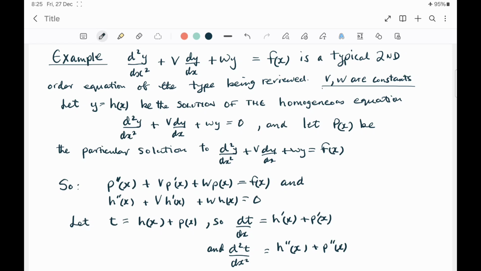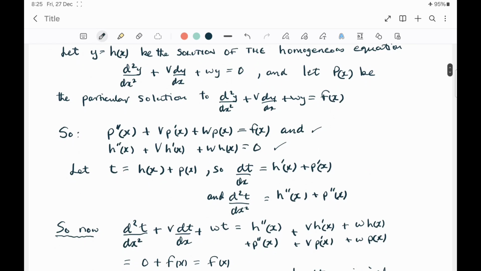And for the homogeneous equation, the second differential of h plus v times the first differential of h plus w times h itself will equal 0. All right, that's what we have supposed. Now, let t = h(x) + p(x), so that dt/dx is dh/dx plus dp/dx, and d2t/dx² is d2h/dx² plus d2p/dx², which is written there.